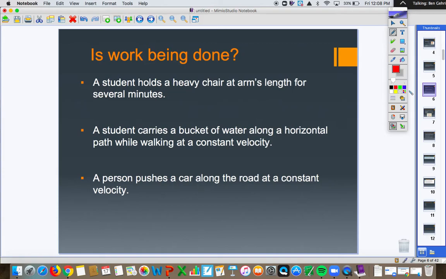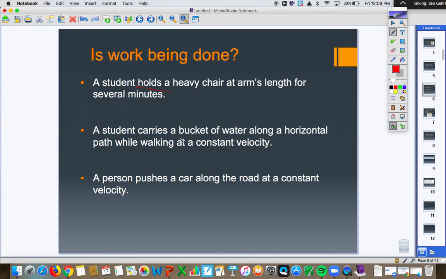All right, so these three questions. Is work being done? First one, a student holds a heavy chair at arm's length for several minutes. Is work being done, yes or no? And in this case, it's not because he's holding it. He's not moving anywhere, he's holding it. So there's no work being done.